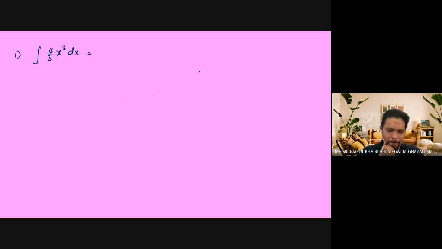Okay, question number 1. Question A, integrate 4/3 x cube with respect to x. B, integrate 3/x cube with respect to x. C, integrate 3 square root of x with respect to x. And D, integrate 2 divided by cube root of x with respect to x.